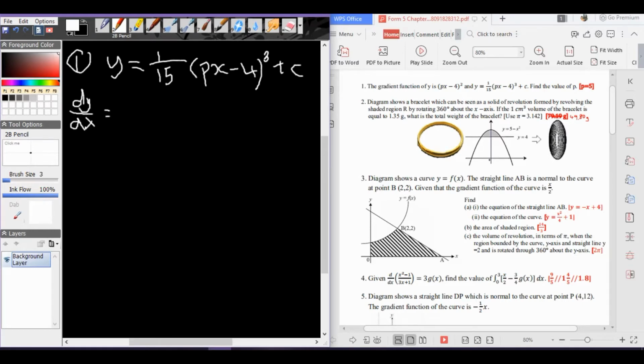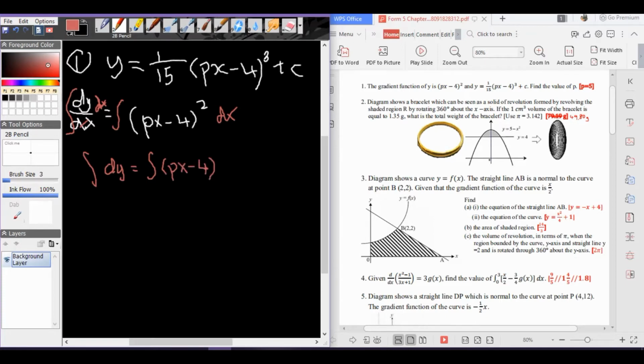So dy/dx equals (px minus 4) squared. We use integration, so we integrate both sides in terms of dx. Then on the left hand side the dx cancels, so integrate dy equals integrate (px minus 4) squared dx. Integrate dy, you will have y, because this is in terms of y and the number here will be 1. So integrate 1, you will have y.